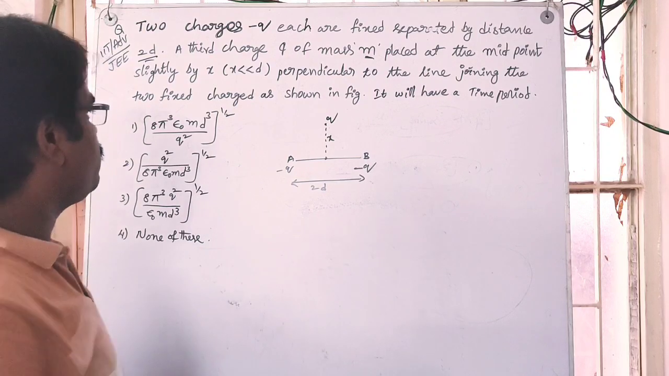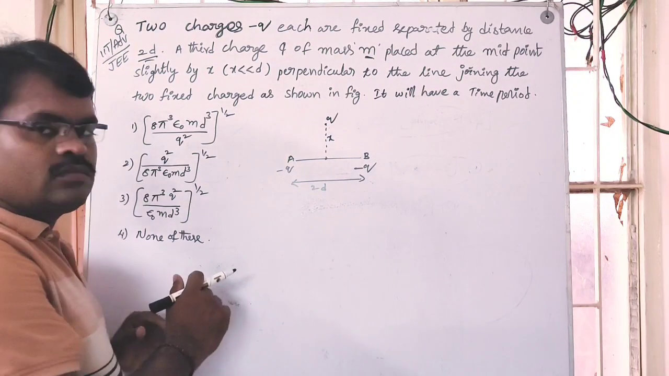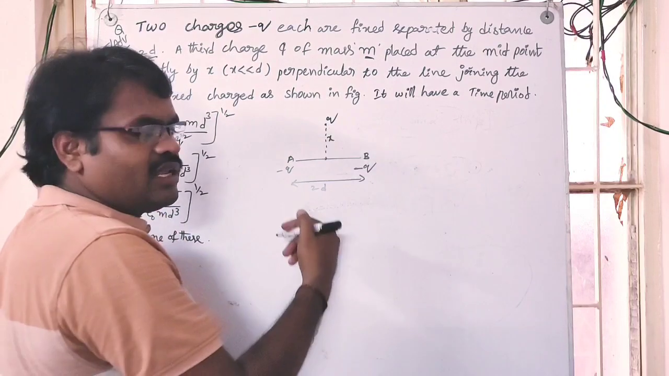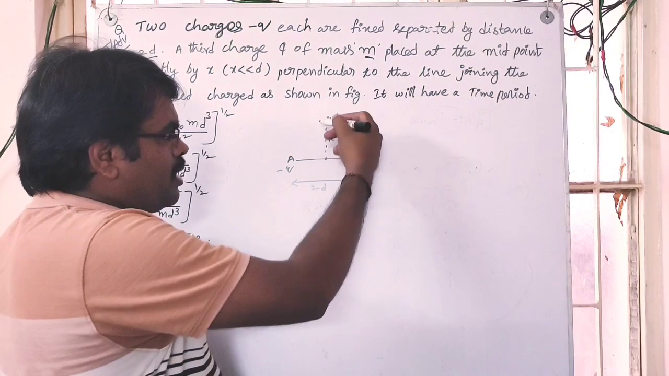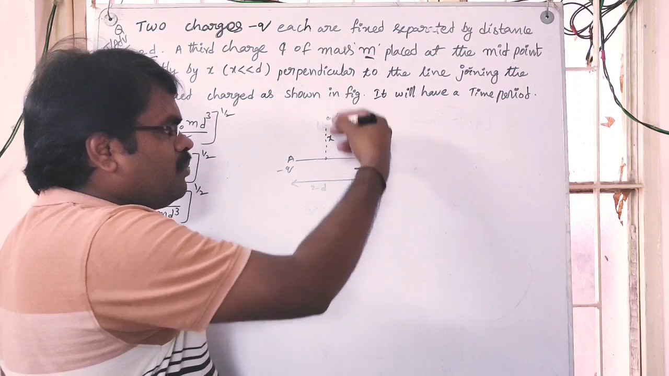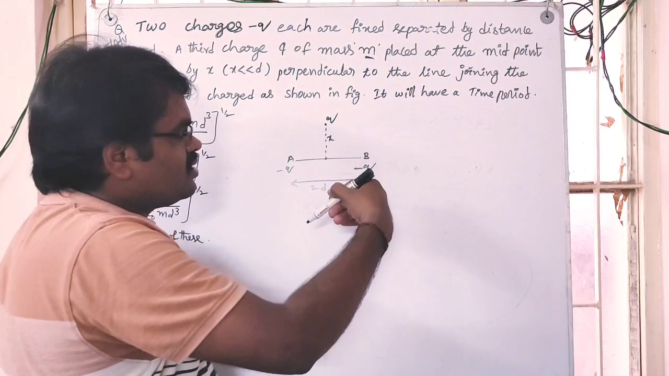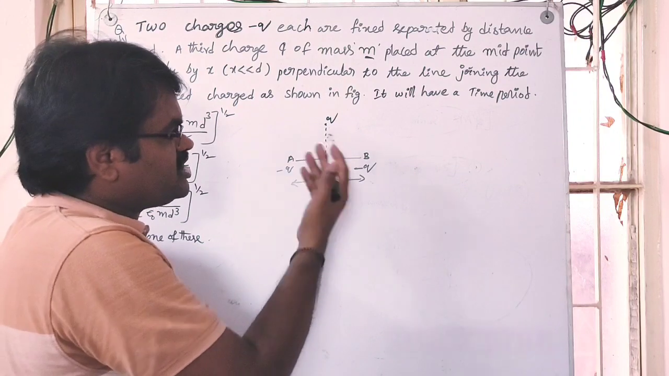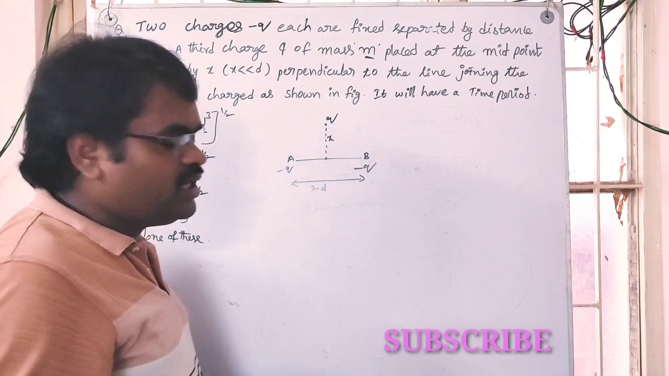It will have a time period. That means, since it is slightly displaced, the charge will compulsorily make oscillations. First we show that it is SHM, and after that we can find the time period.